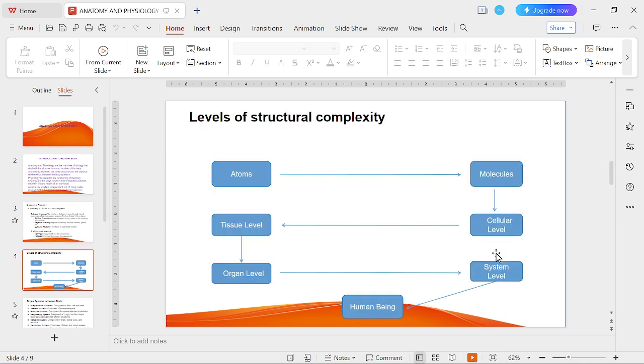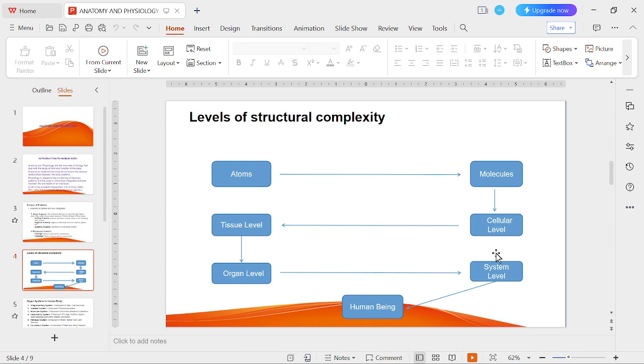Coming to the levels of structural complexity: how is a human body formed, what is the basic unit, and what forms after combining all these units together? That we will study in levels of structural complexity. Whether it's a non-living or a living organism, they both come from the smallest unit, that is the atom. When a group of atoms combine, they form molecules. When a group of molecules combine, they form cells. Now cells are a division of living organisms. When a group of cells combine, they form tissues.